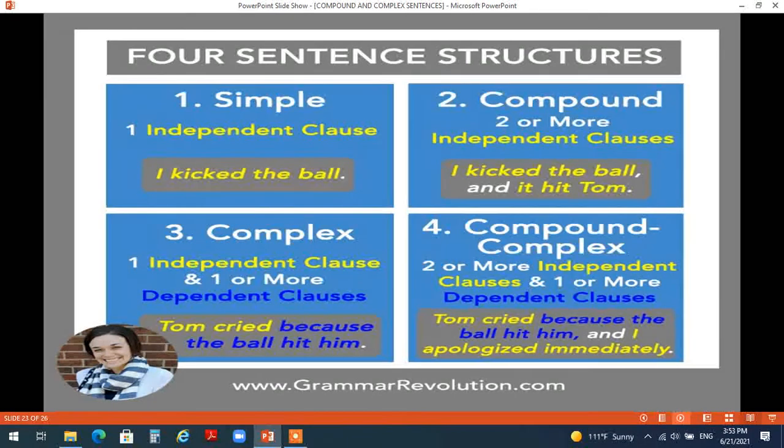As for the compound sentence, it is made up of two or more independent clauses.